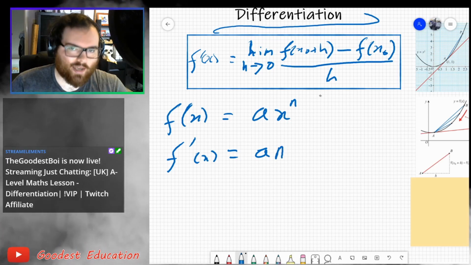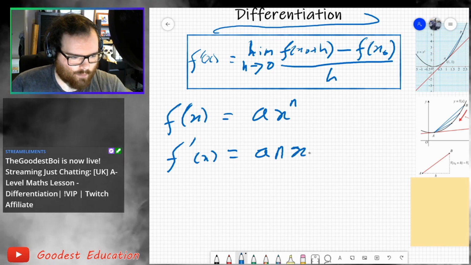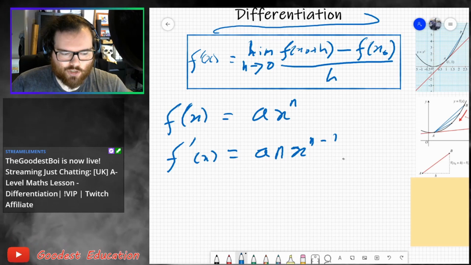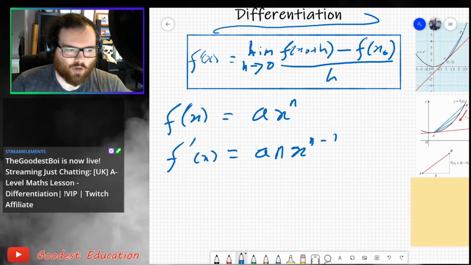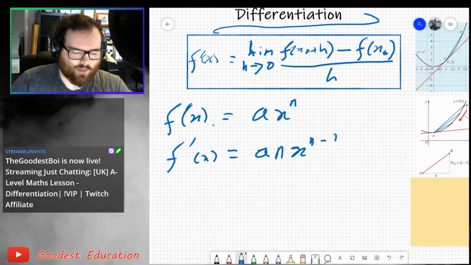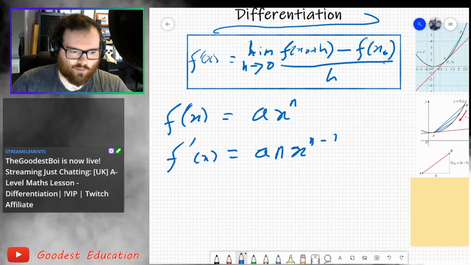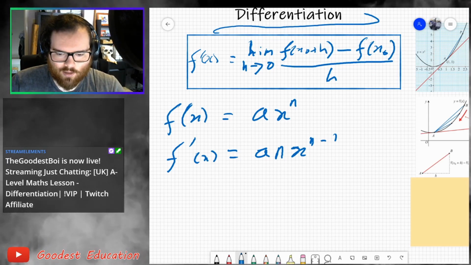The n comes down in front of the x instead of up there, and then you drop the power by 1, so n minus 1. And this is always true for all polynomials. It's quite easy to remember. You can find this equation by algebraically putting it into the differentiation by first principles. So if you forget it, you can find it again.